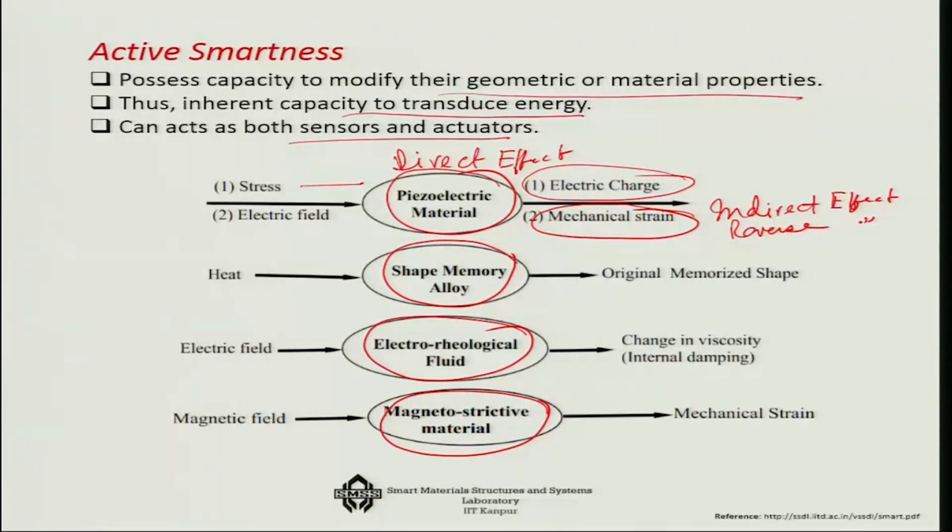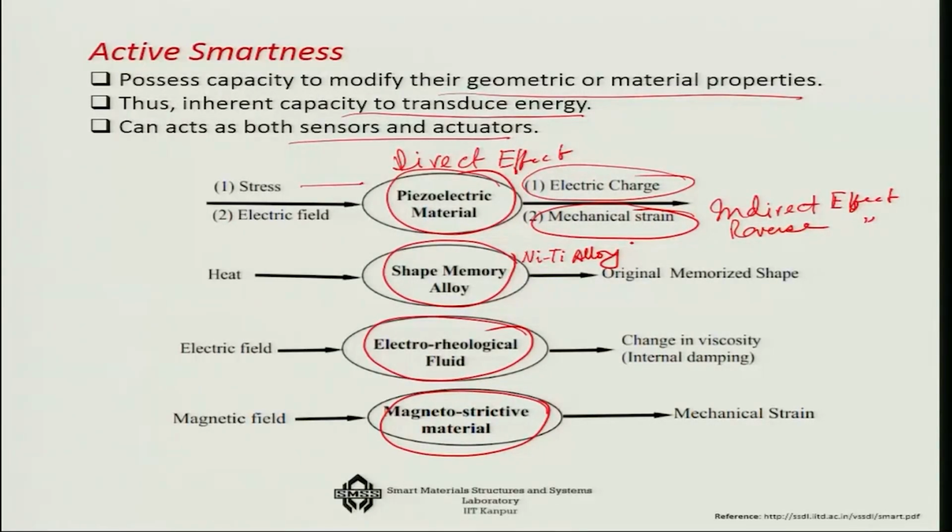Then you have materials like shape memory alloy, one of the very popular materials of which is nickel titanium alloys, and here if you apply temperature, you are going to see a huge change in terms of the deformation.